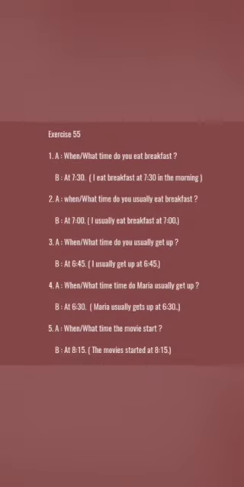Okay, now we will go to exercise 55. Looking at grammar, make questions. There are 2 examples. Okay, let's begin with the example. The first example is, when or what time do you eat breakfast? The answer is at 7:30. I eat breakfast at 7:30 in the morning. The second example is, when or what time do you usually eat breakfast? The answer is at 7 o'clock. I usually eat breakfast at 7 o'clock.